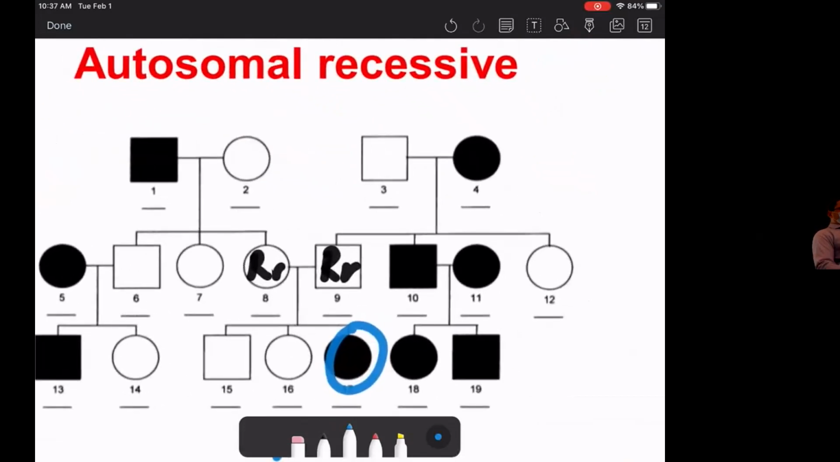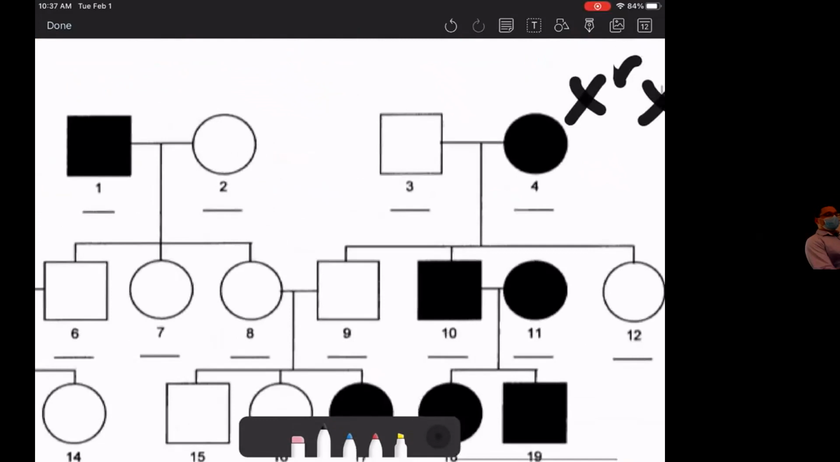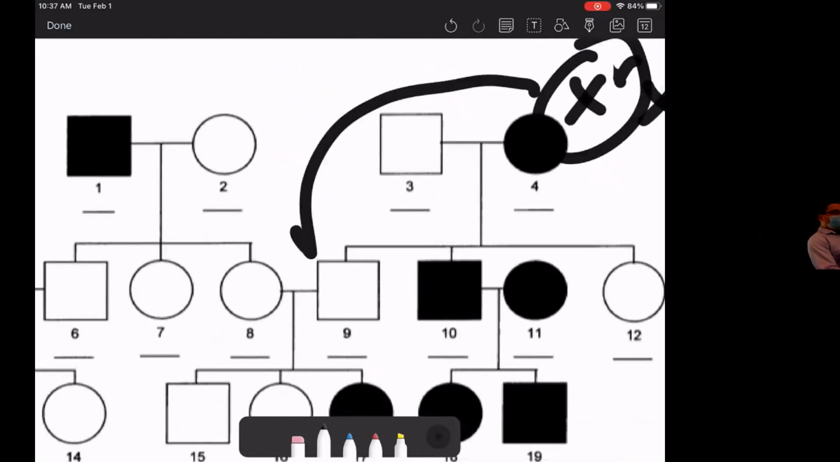So a good one here, if you were trying to eliminate if this was X recessive, she would have to have this phenotype, right? Goes X recessive. That means that no matter what, one of these X's is headed straight for this guy and he's unaffected. So that can't be the case. Gotta be done.